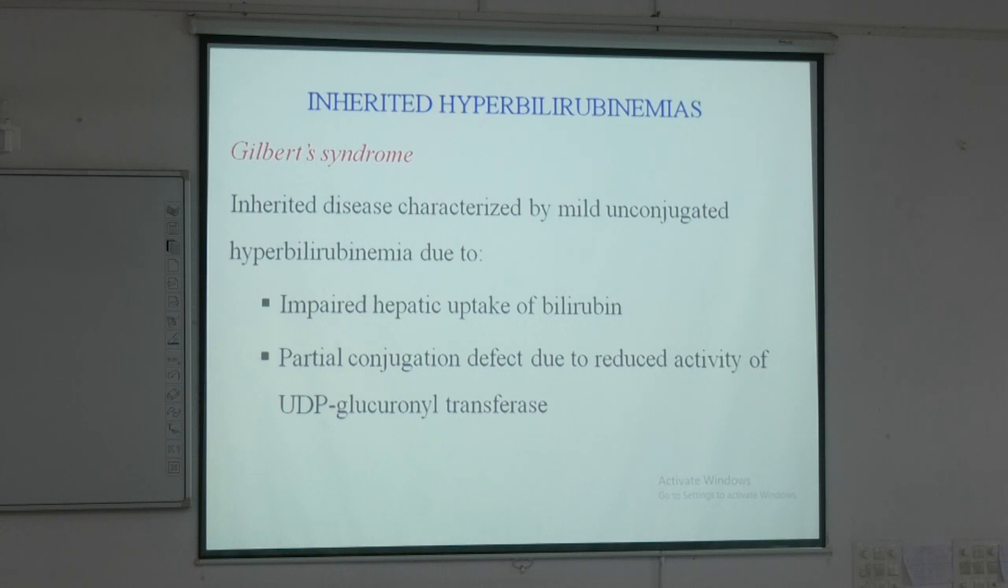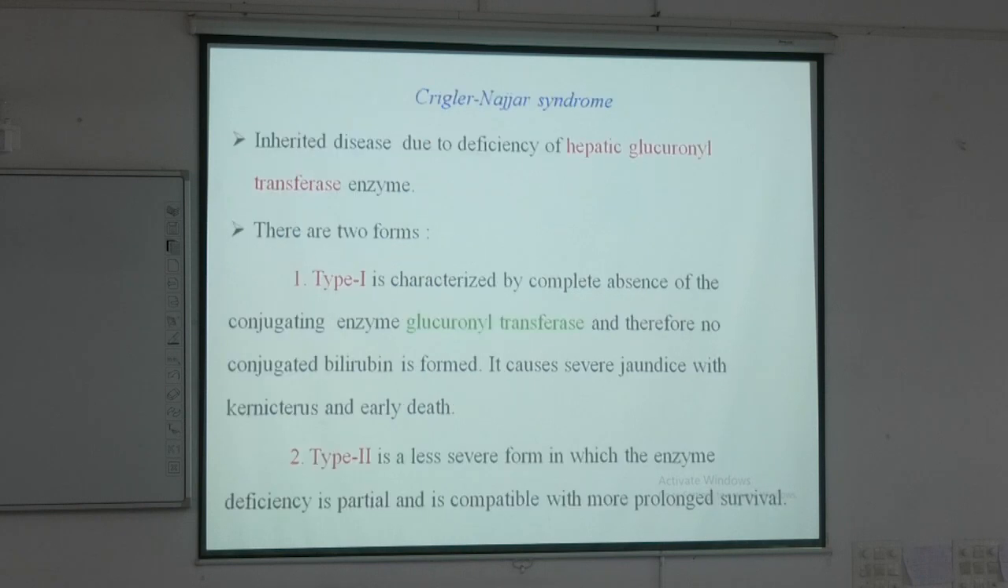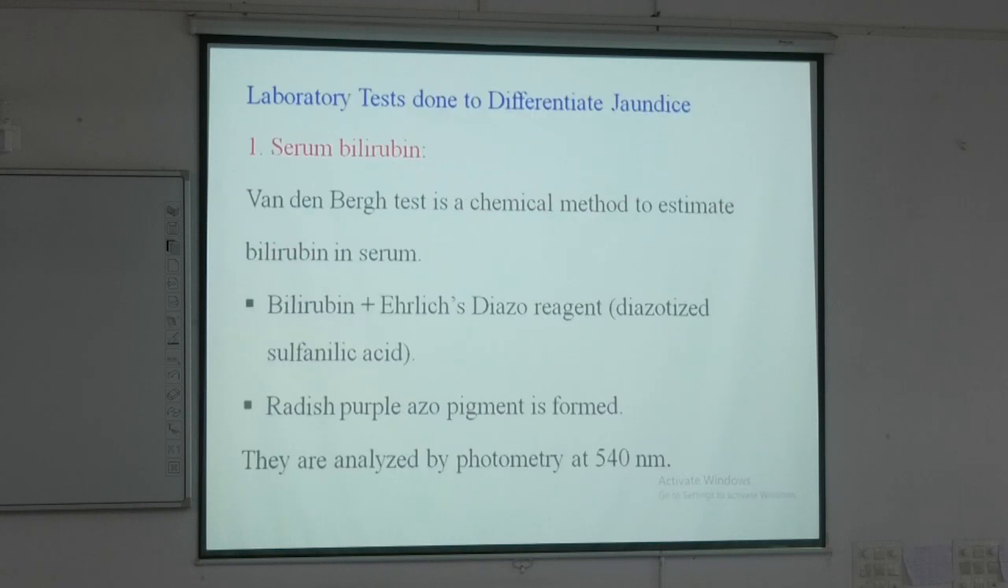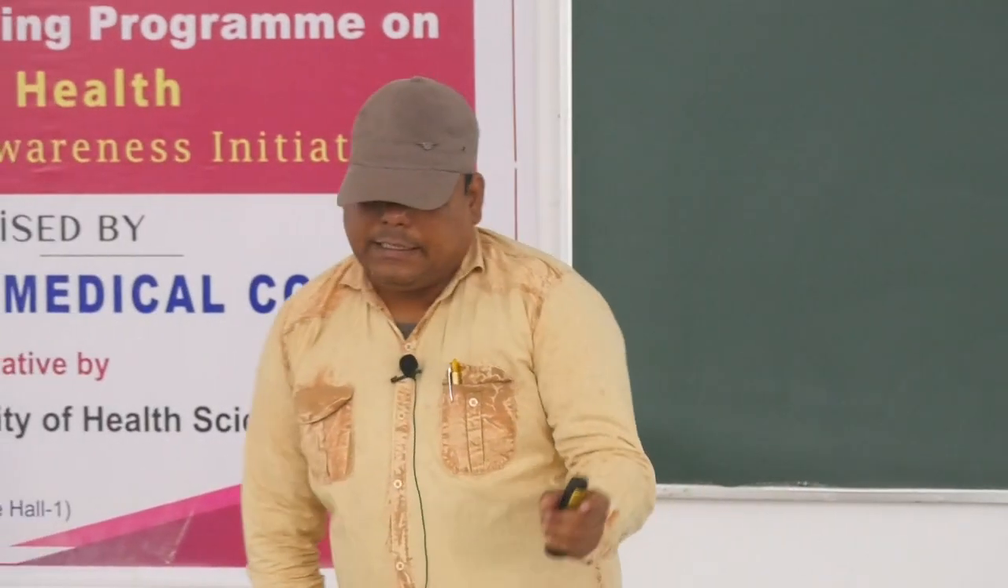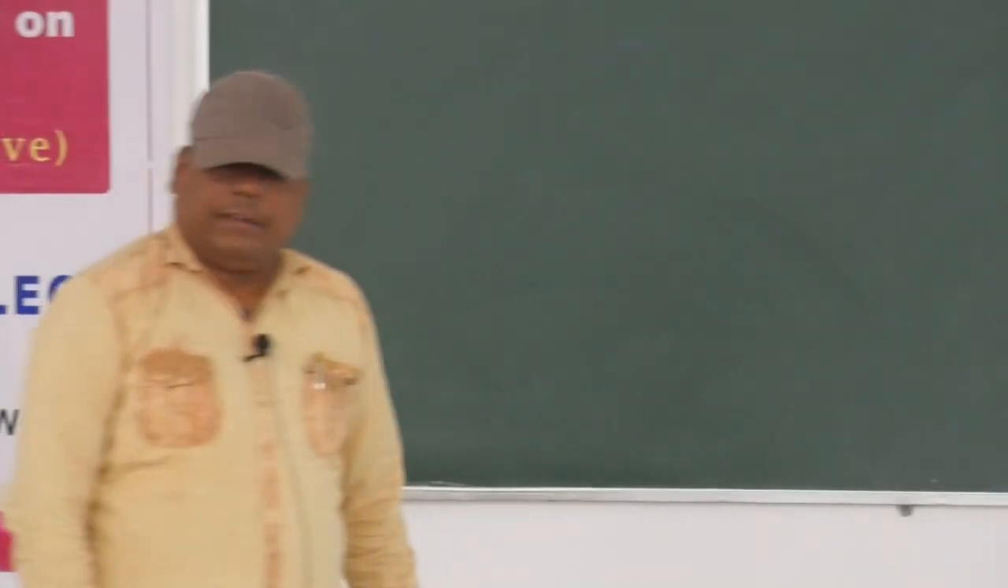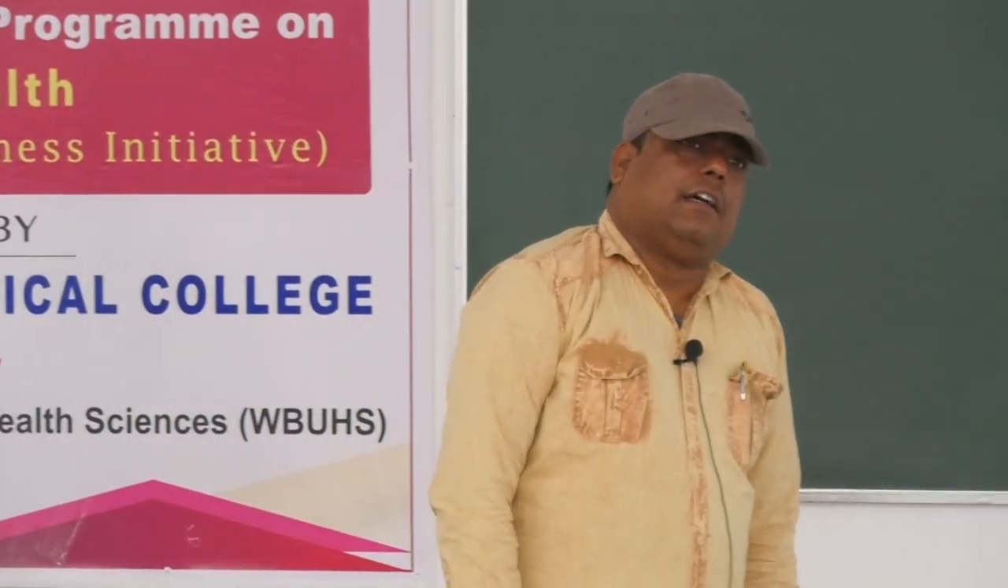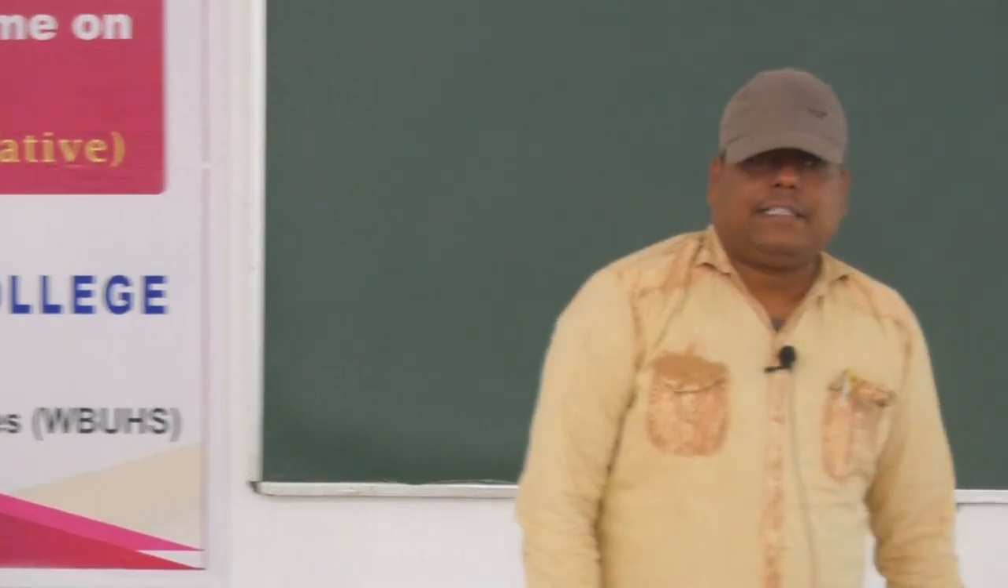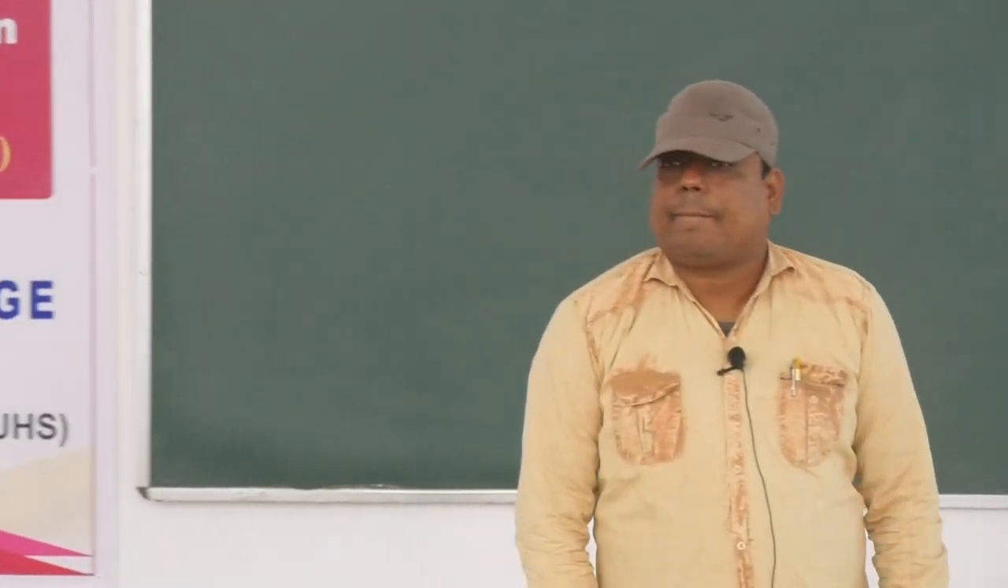Now these all are the inherited hyperbilirubinemias. Again, some of the enzyme defects. So I am not discussing all this. Dubin-Johnson, this is very important. Sometimes a question may be asked, which test do we do for the identification of bilirubin? This is the name of the test: Van den Bergh test. Many times the question was asked, which test do we do for the identification of bilirubin? That is the Van den Bergh test. For the urine, it is Fouchet test or Ehrlich test. Okay?